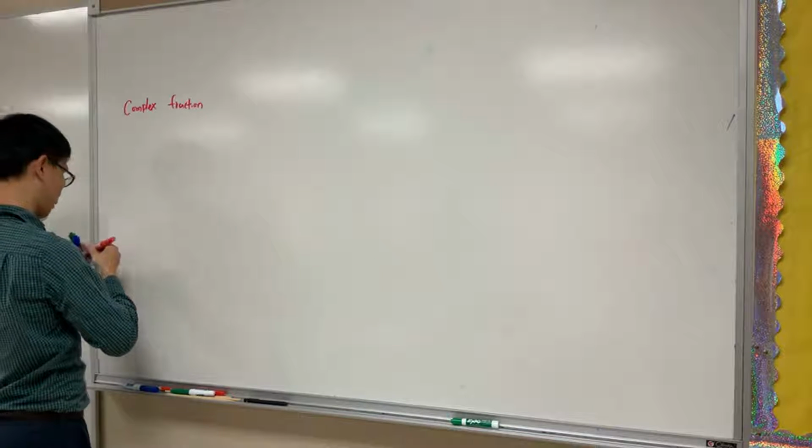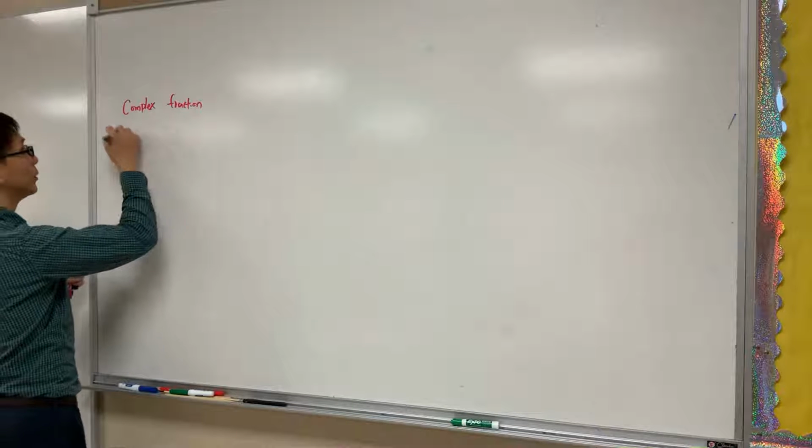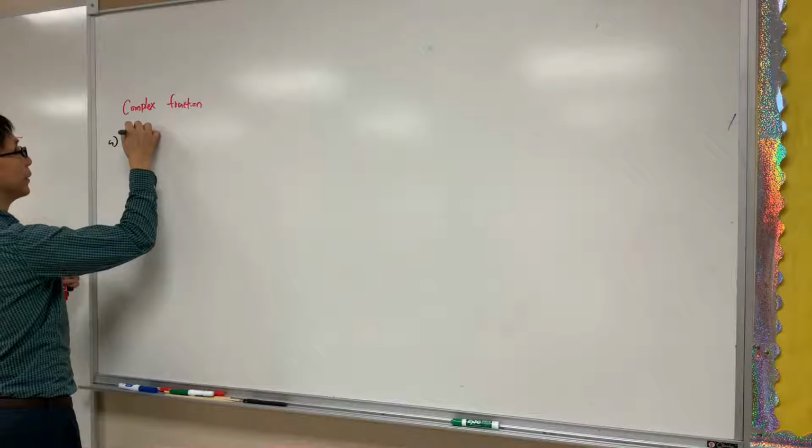For this one, to get 2x squared, you need 2x, and then x times 2x, plus x, is going to be 2x squared.